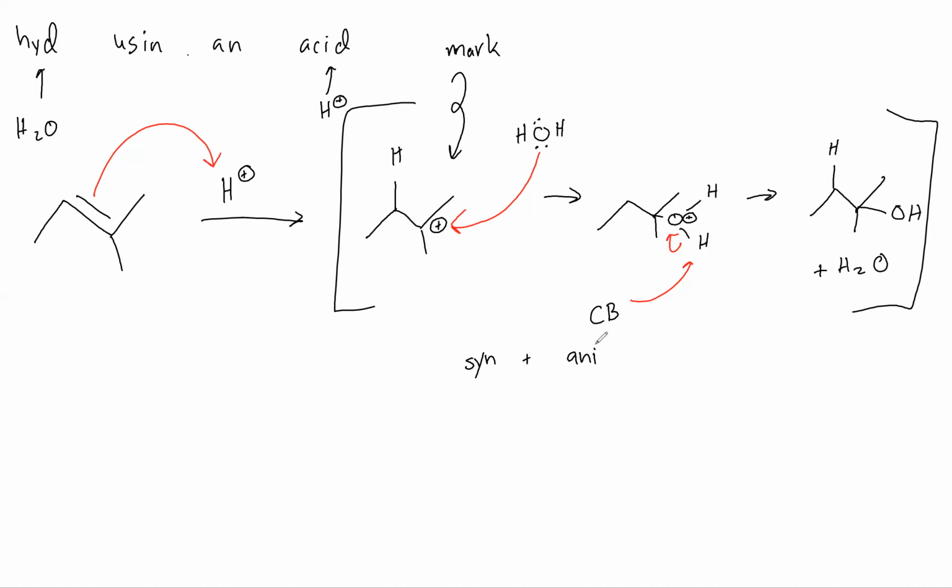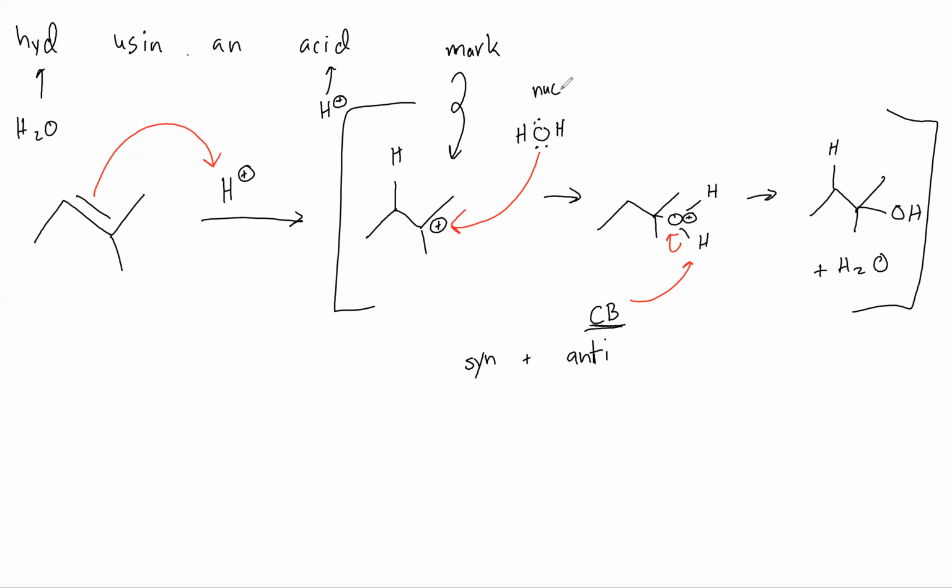because I spelled anti wrong. Conjugate base. CB stands for conjugate base. So this will be syn and anti for the final product because again we have that carbocation, which means our nucleophile over here can either add as a dash wedge or a solid wedge.